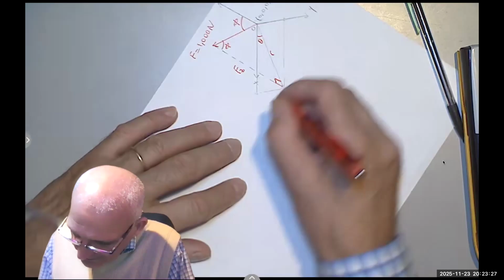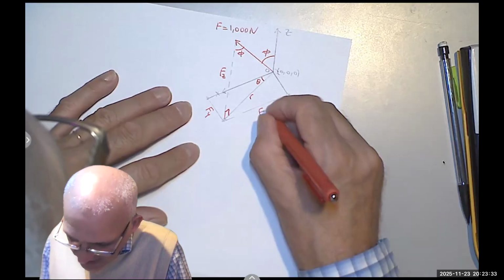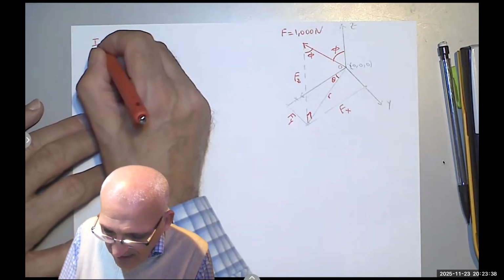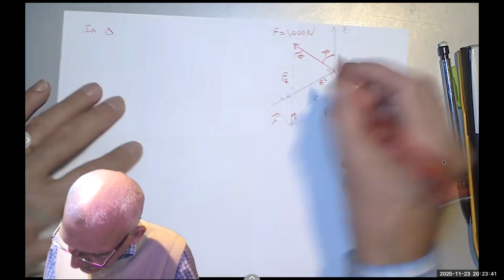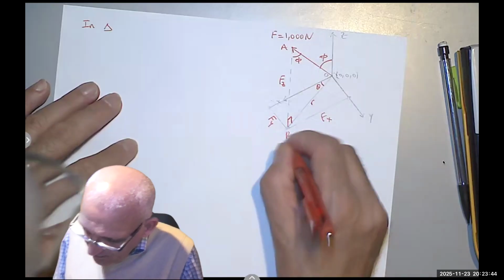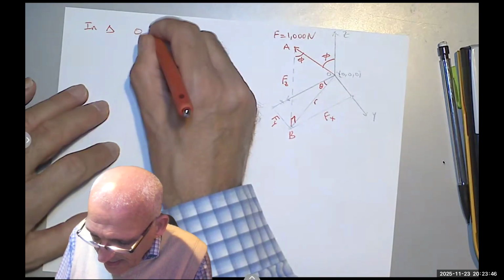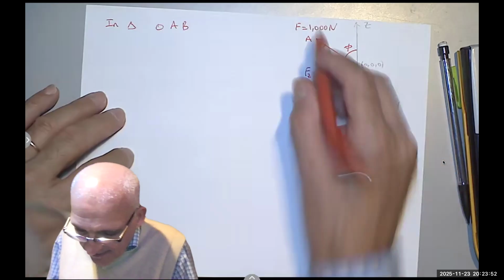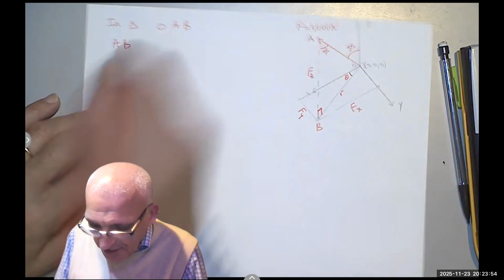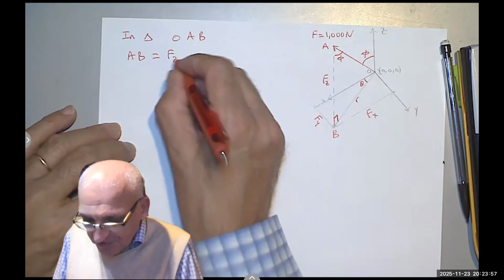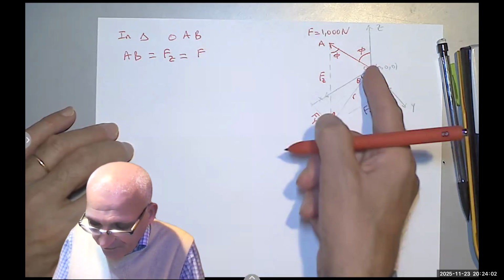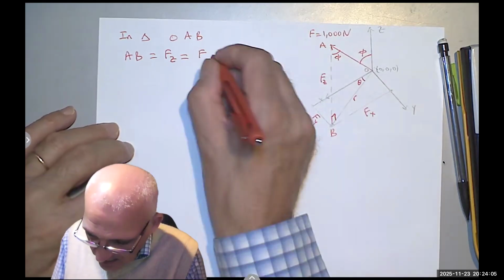This value would be f sub y, and this value would be f sub x, which is the same as that. Okay. So now in this right triangle, let's call it OAB, AB represents the force in the z direction. And this force equals the total force times cosine of phi.